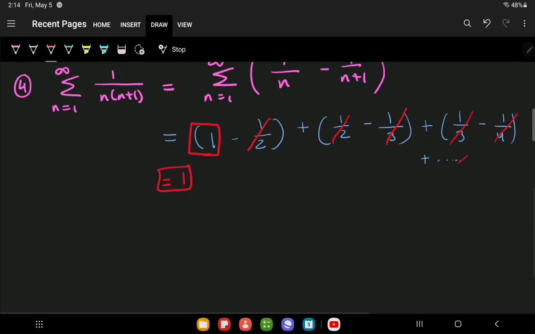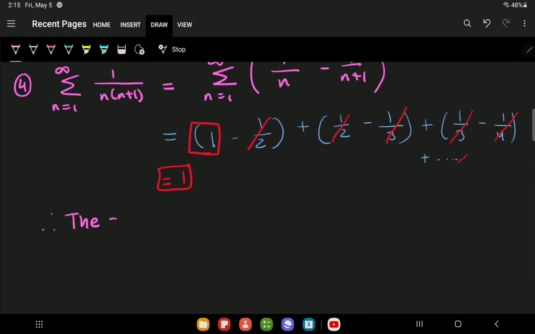So we can say, therefore, the series converges to 1 by telescoping series, since this is a telescoping series.